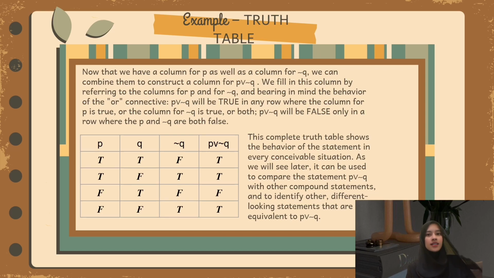P disjunction negation Q will be true in any row where the column for P is true, or the column for negation Q is true, or both. P disjunction negation Q will be false in a row where P and negation Q are both false.